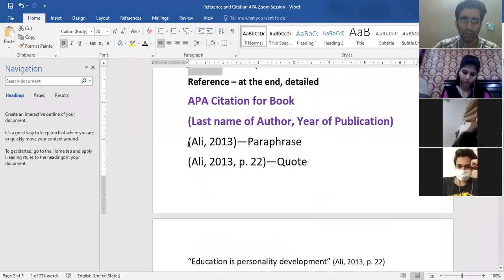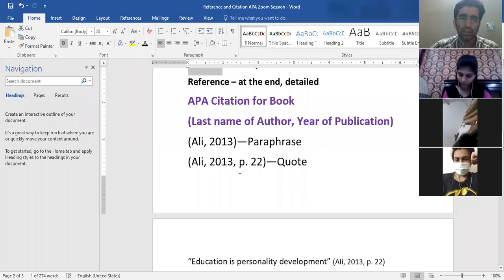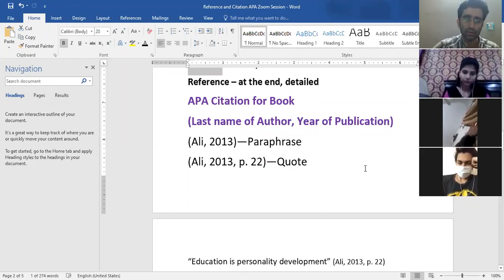So let's see how we make it. Small brackets, Ali, that is the last name of the author, comma, 2013. That is when you paraphrase. Just one more piece of information is added if you quote, that is the page number. So the page number is added: p. followed by the page number that you have taken the information from. That's the only difference. So this is how we prepare a citation for a book.